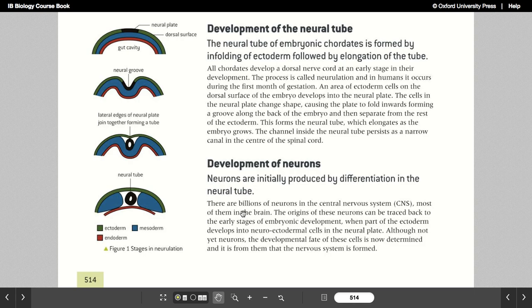So you guys should generally know those steps, that you have three layers: ectoderm, mesoderm, and endoderm. Ectoderm's on the outside of your body, endoderm's closest to the inside of your body, and the ectoderm is going to give rise to the neural tube.